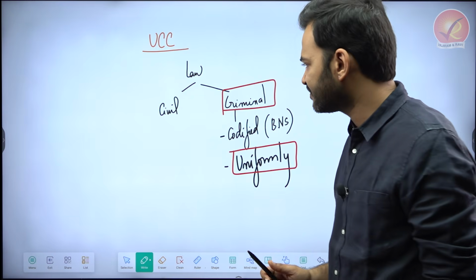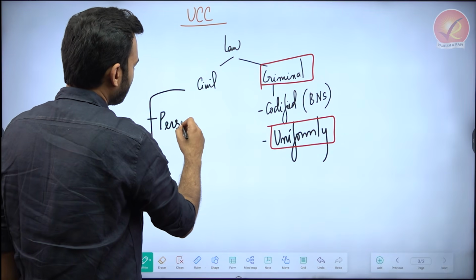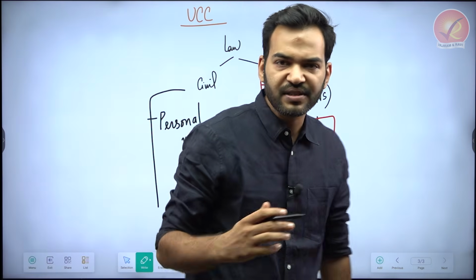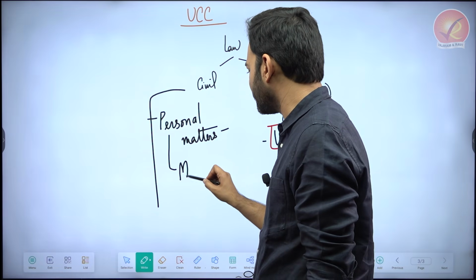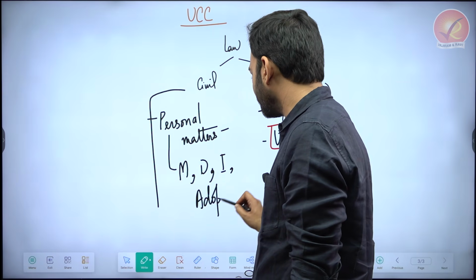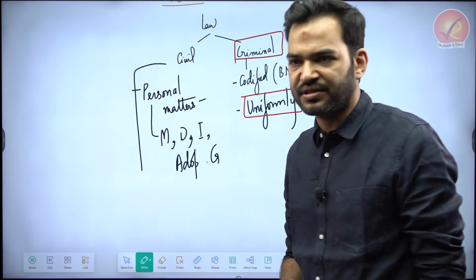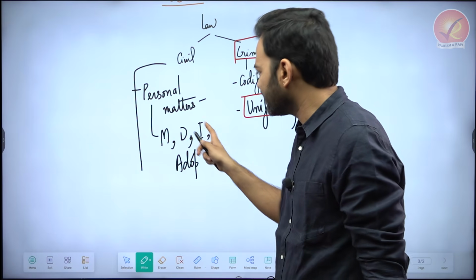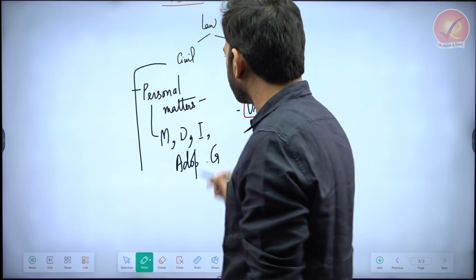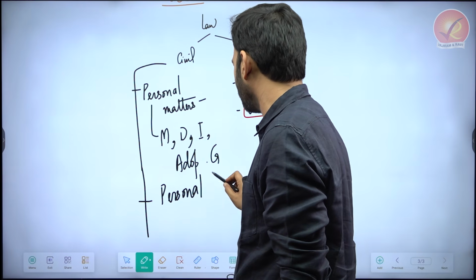Criminal laws in India. But when we come to civil law, one of the aspects of civil laws are laws related to personal matters. Now, what are personal matters? Personal matters are matters related to marriage, divorce, inheritance, adoption and guardianship. So the laws related to marriage, divorce, inheritance, adoption, guardianship, these matters are also called personal matters. And the personal matters are dealt under civil laws. Since civil laws deal with personal matters, laws related to personal matters are also called personal laws.